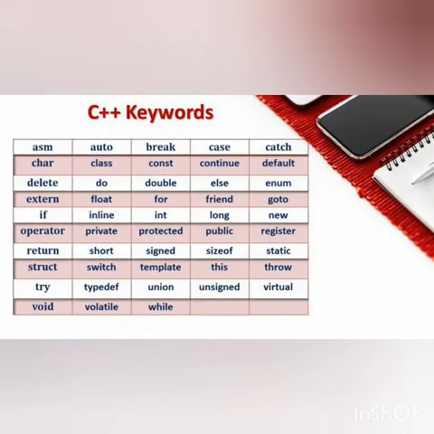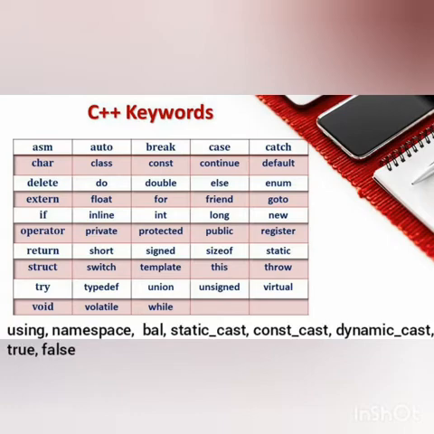Then these are the C++ keywords. So keywords are the reserved words for a specific purpose. These words cannot be used as normal identifiers. Additionally, some other keywords were also created, like using, namespace, bool, static_cast, const_cast, dynamic_cast, true, false. So these are the additional keywords to improve the development of C++.